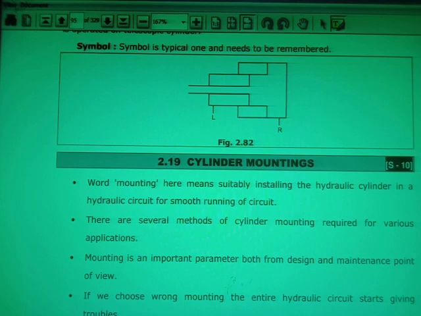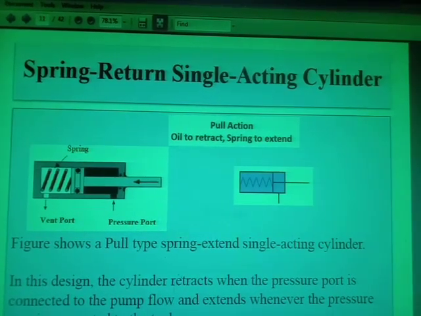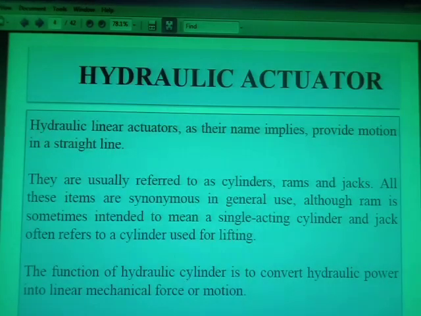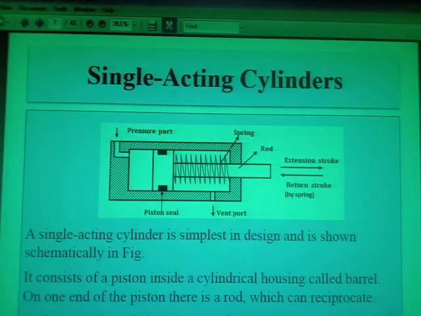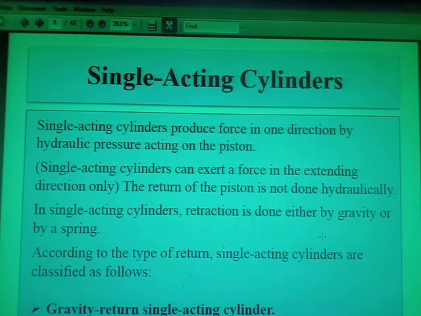Now I will open another PowerPoint presentation to show some other types of cylinders. This PowerPoint presentation is made by our Kulkarni sir, and here Kulkarni sir has shown some hydraulic actuators. So this is a single acting cylinder. Whatever we have seen is a single acting cylinder.